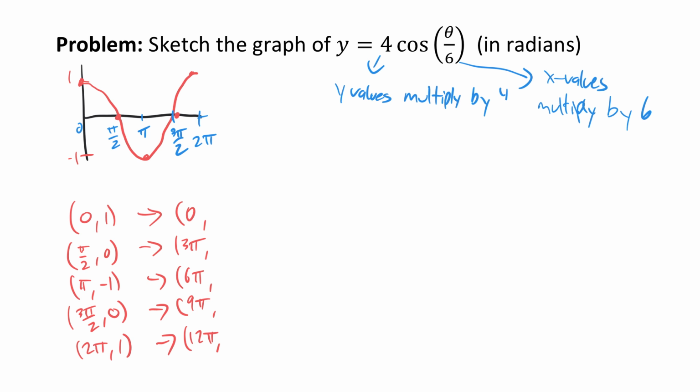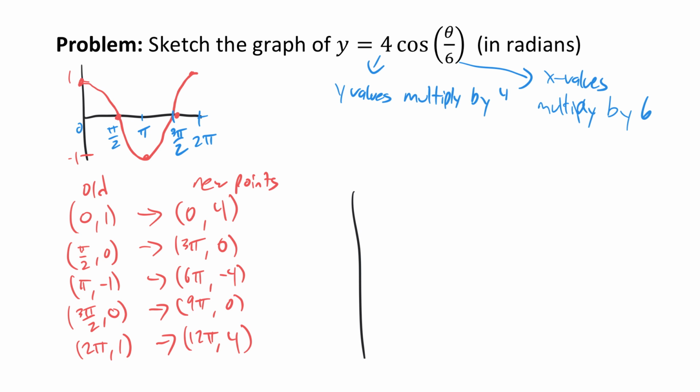Then we can multiply the y values by 4, so we get 4, 0, minus 4, 0, and 4. And then we simply take those new points and we go ahead and graph them.